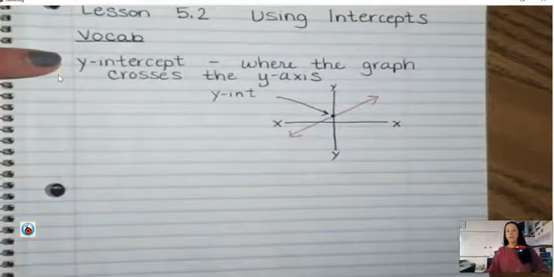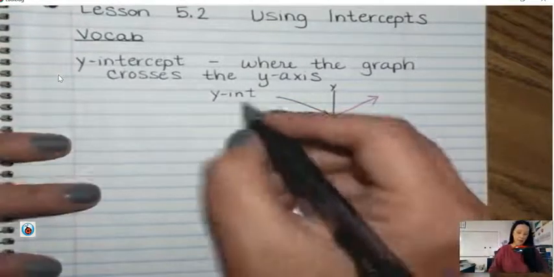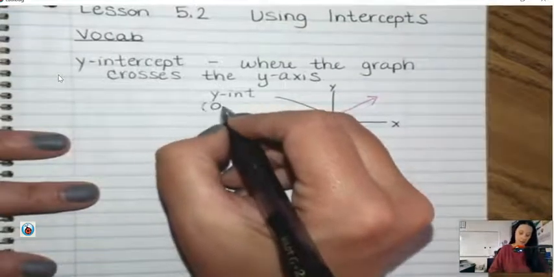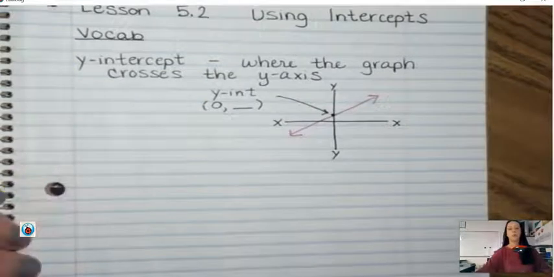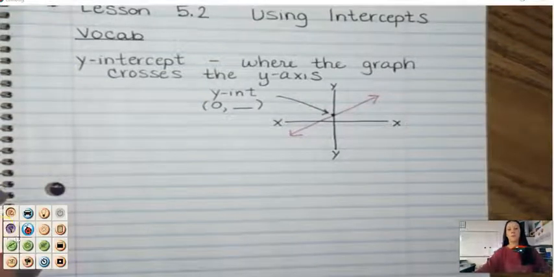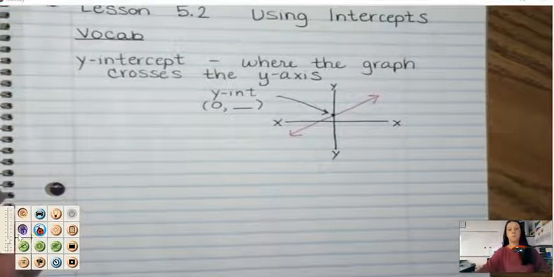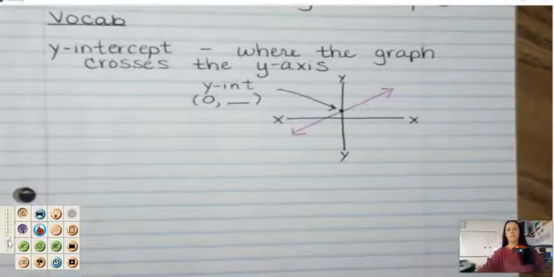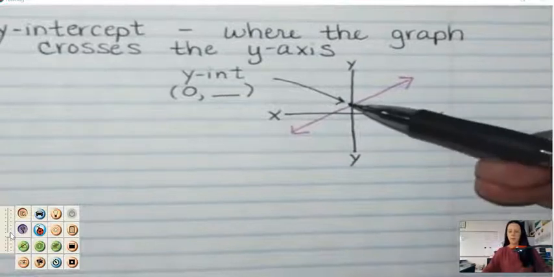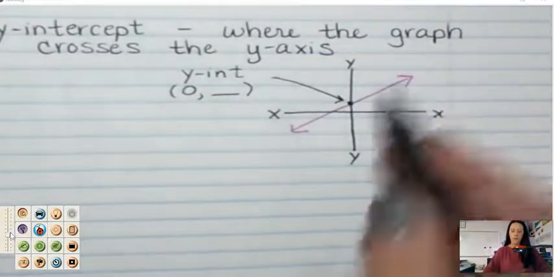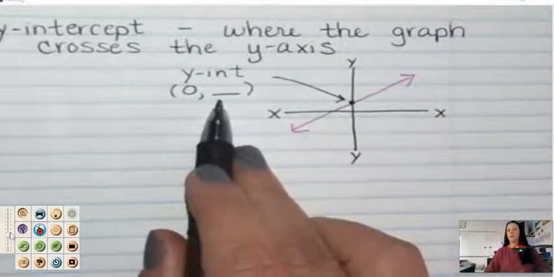And every time you write the y-intercept, you write it as a point, and it's always going to be written as 0, blank. Everyone should be taking notes right now. So the y-intercept is always written as a point, and it's always going to be 0, blank.